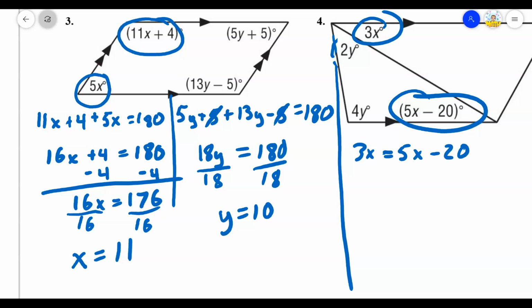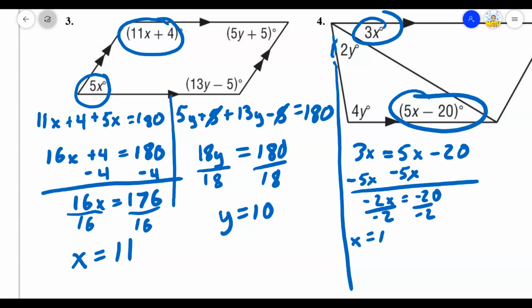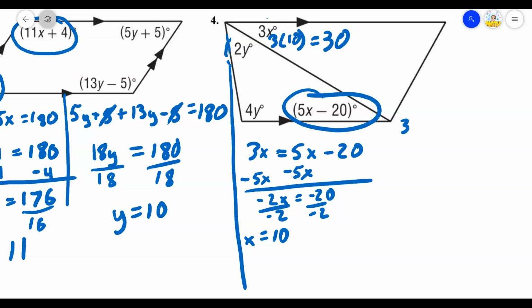So if we go ahead and solve that for x right away, that might be helpful to us. So I have negative 2x equals negative 20. So x is going to equal 10. Now let's see if we can work with that. If I know that x is 10, then I actually do know that I have 30 up here. This would be 3 times 10, which is 30. So now I have numbers that I can sum to 180. 30 plus that 2y plus the 4y will definitely add up to 180 degrees for us.